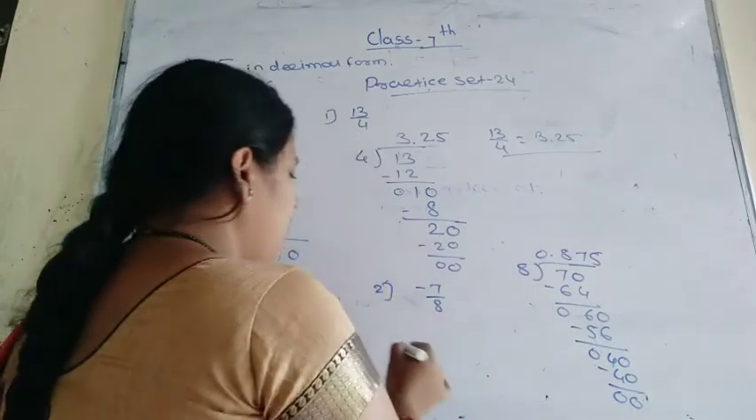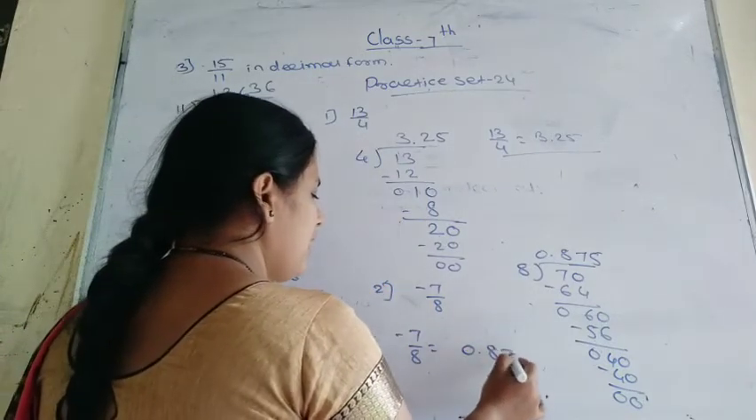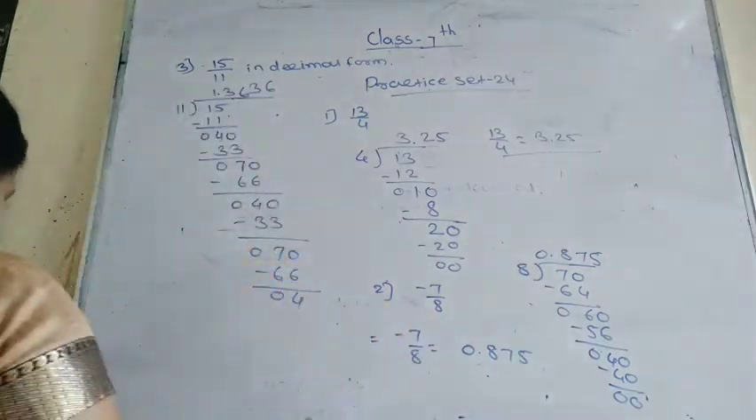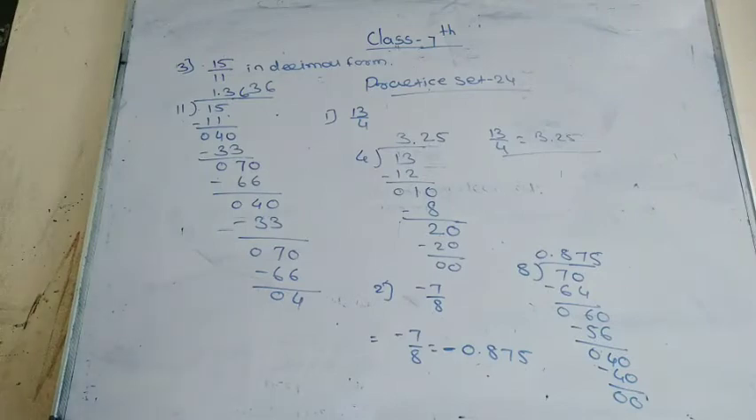Answer is what? 7 by 8 is equal to 0.875. But here the minus sign is there, therefore you write minus. Answer is minus 0.875. Then third one, see.